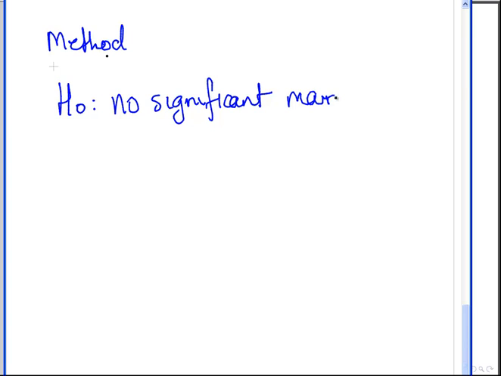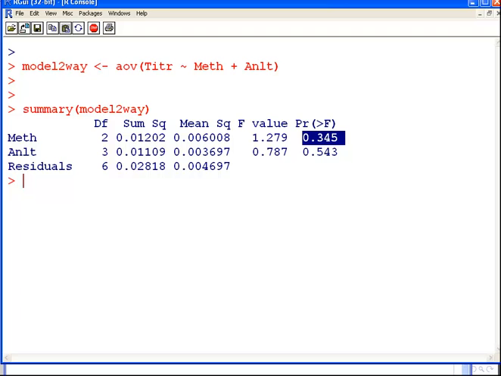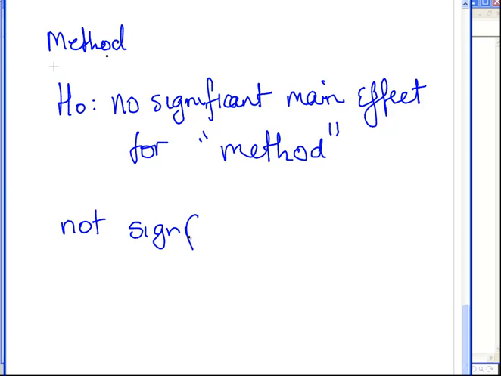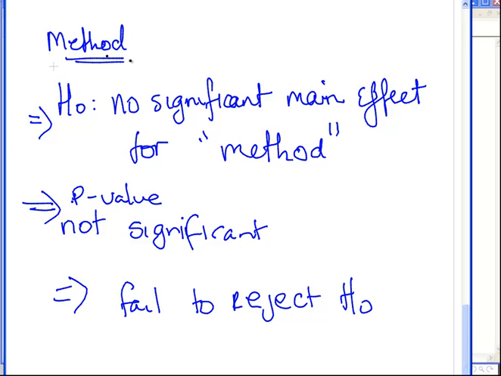Essentially what we have here is, in the first case, method. We would say H0: no significant main effect for method, something along those lines. I'm just keeping it short. In this case we have a p-value that's quite high, 0.345. So the p-value is not significant, and we fail to reject the null. That's a slightly sped up version of what we're actually testing, but just for the sake of brevity.